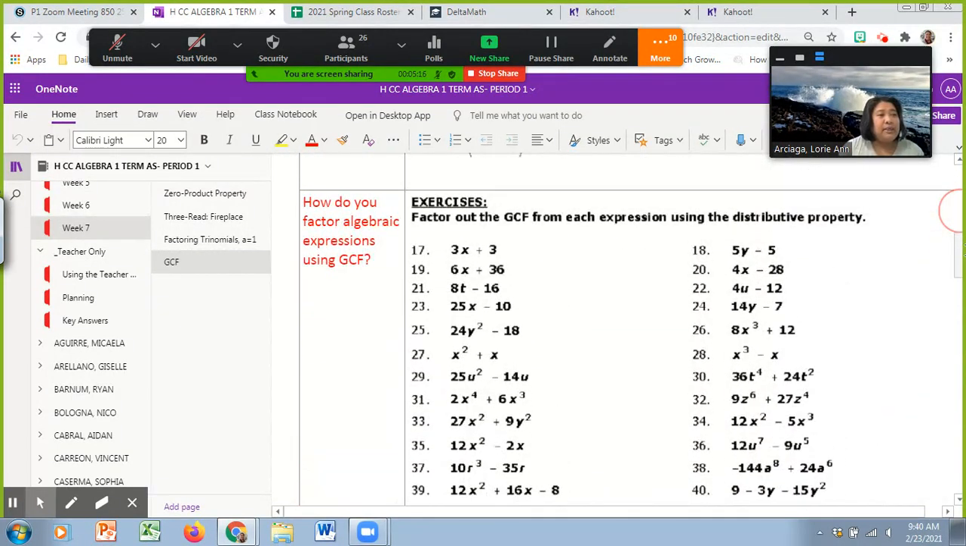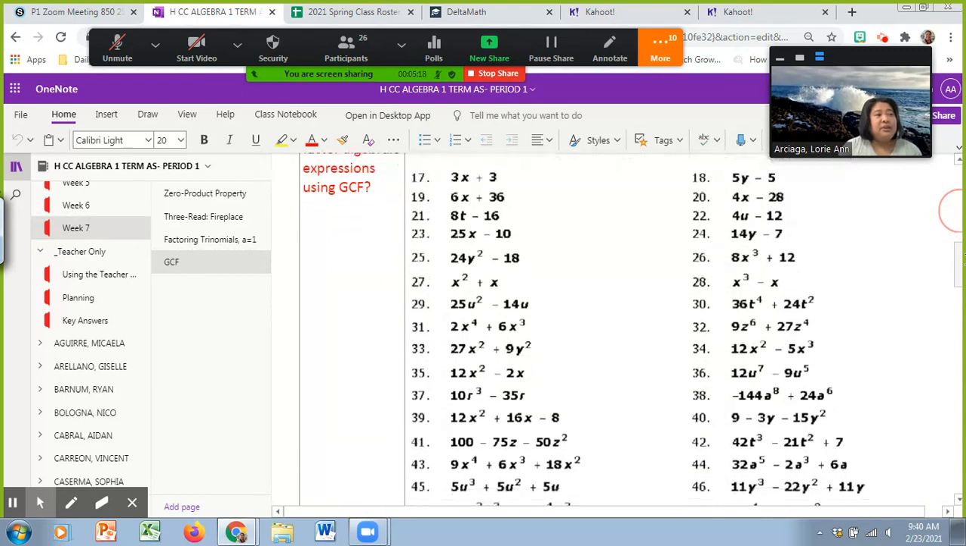Okay, here we go. So 17. What if they are now separated by plus or minus in between? Earlier they were just individual expressions, right? So if they now have plus or minus in between, we're still following the same procedure, but we're going to write the answer differently. Say for example, what's the GCF of 3x and 3? So what's the GCF of 3 and 3? Definitely it's going to be itself, right?